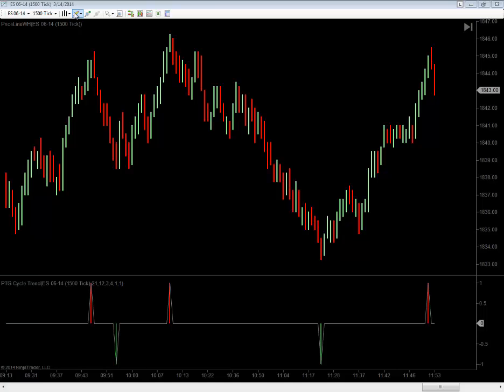The chevrons paint in real time, so this isn't a delayed type indicator like many that are out there. And they accurately define the key turning points. And the advantage of this is if I see during the trade session that price has moved to a high or a low point, I'd like to know whether or not that high or low point constitutes a major time and price cycle.